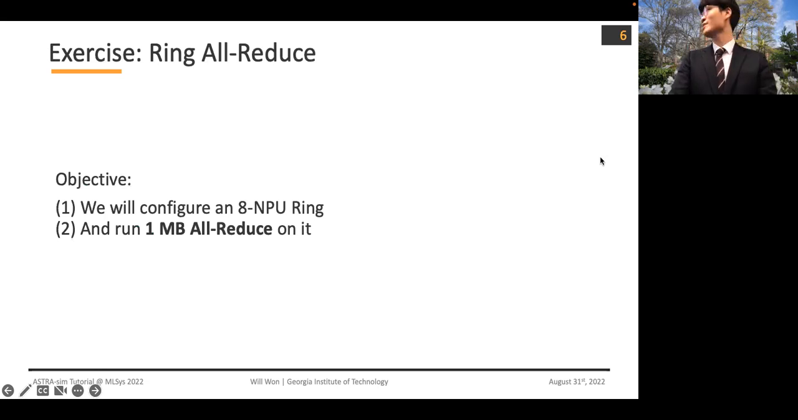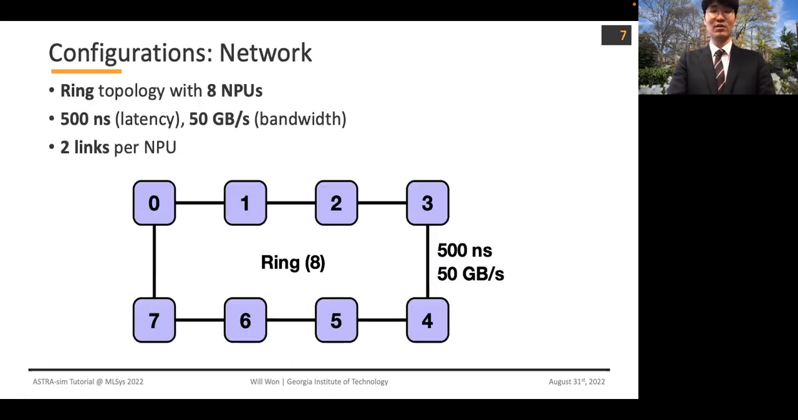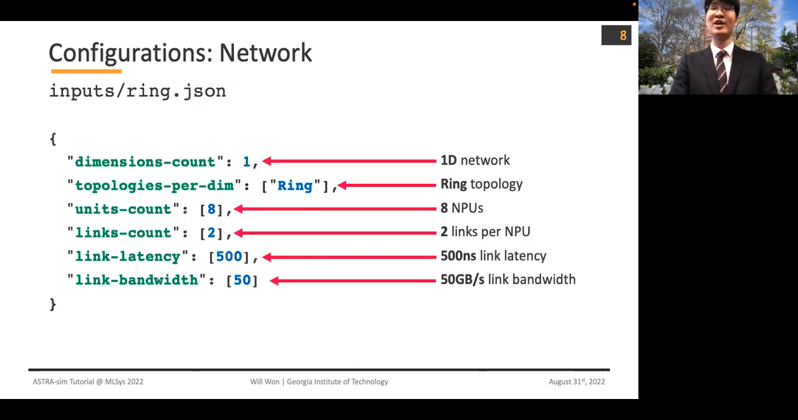Then the simple exercise I want to run is to create a ring topology with 8 GPUs and then run a 1 megabyte all-reduce on it. So this is the detailed view of the topology I want to test, which is a simple ring with 8 NPUs. Each link here is 5 nanoseconds link latency and 50 gigabytes per second link bandwidth. And what the analytical backend also requires is how many links are being utilized per each NPU. As you can see, each NPU is using 2 outgoing links. So by using these numbers, we can create a text-based JSON file representing this topology.